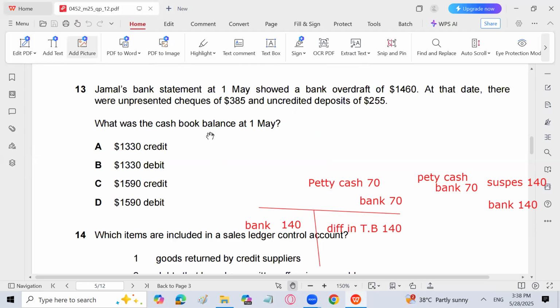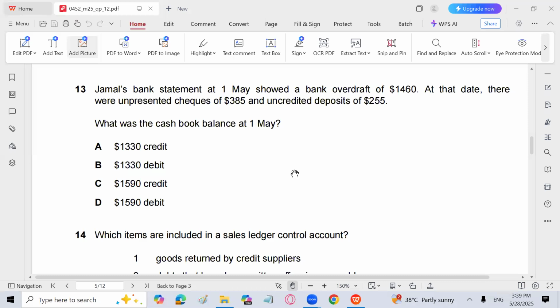James' bank statement at first May showed a bank overdraft of 1460. The moment you will be having, sometimes it happens that we have internet issue. No problem. Internet issue does come around us. So we were basically doing 0452 February March 25 variant 12 for IGCSE 0452.